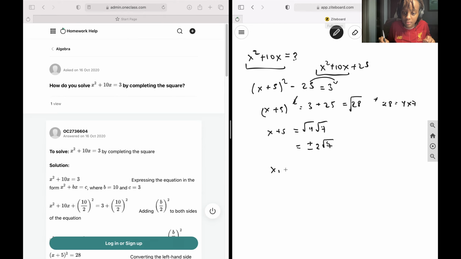So x1, let's take the positive. So 2 root 7 minus 5. For x2, we take the negative. Negative 2 root 7 minus 5. Perfect. And that is the solution.